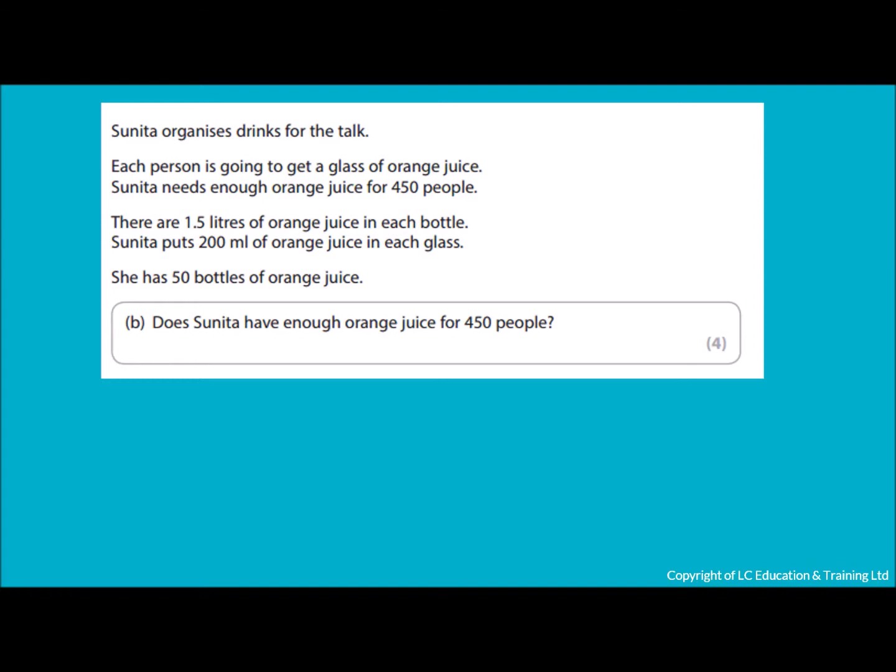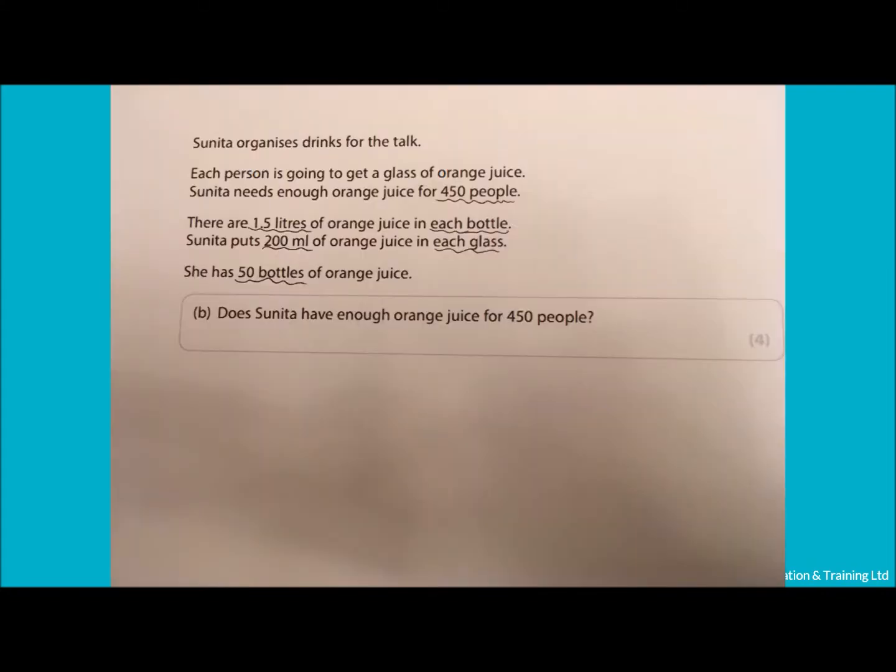Okay, let's have a look at how to work through this. So the first thing I would do is just highlight all the key points. 450 people, 1.5 litres in one bottle, and 200 ml in a glass, and 50 bottles in total.